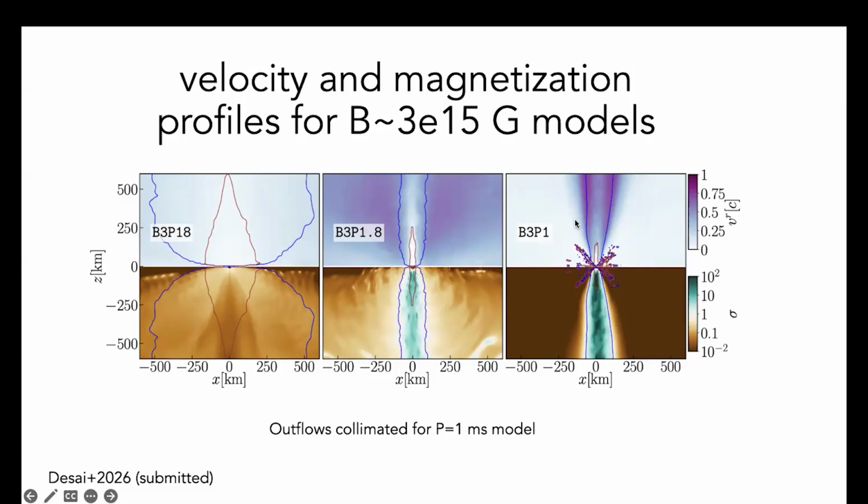And for the rapidly rotating one, now we see these collimated outflows, and we see the same pattern in the velocity structure here, except much more collimated, all directed in the polar direction, and reaching velocities around 0.7 to 0.8 c in these wings.